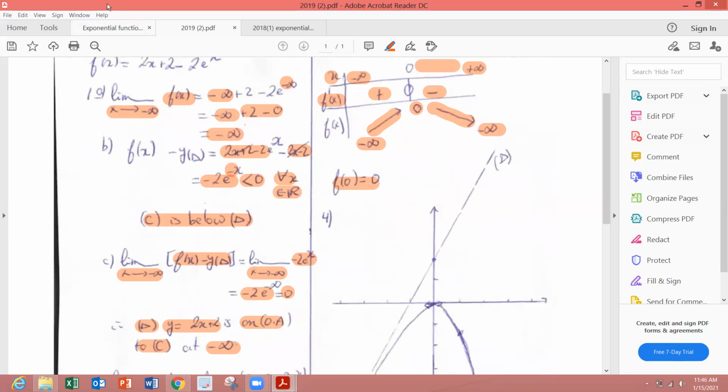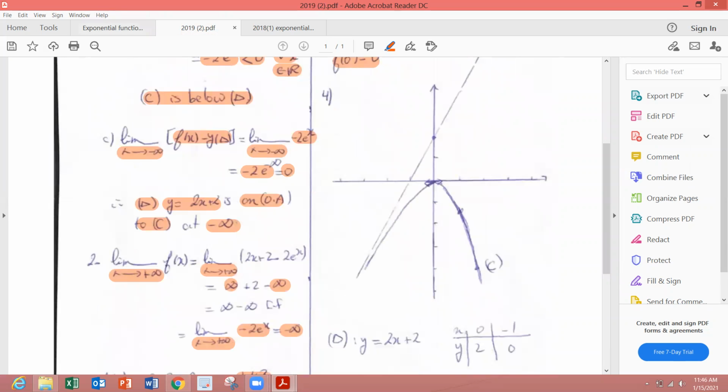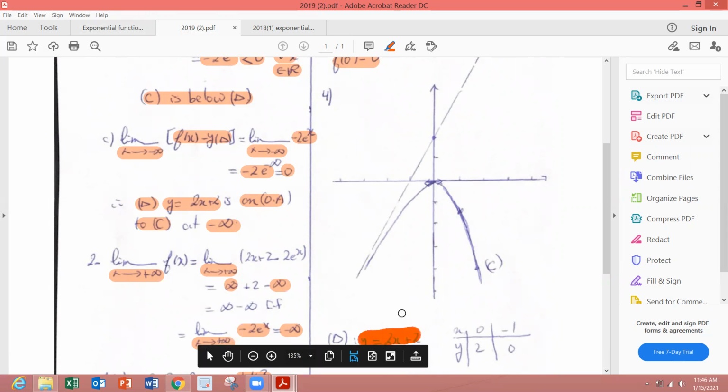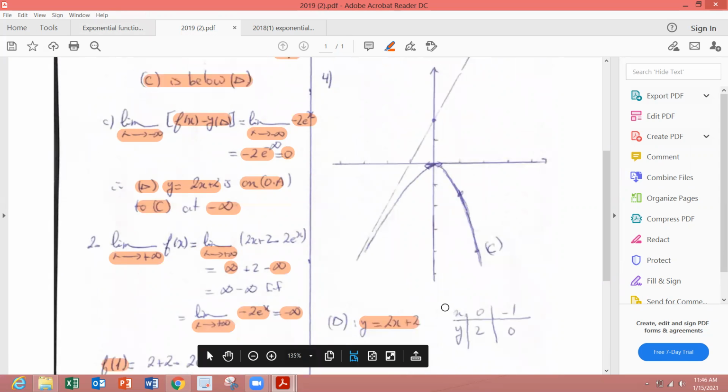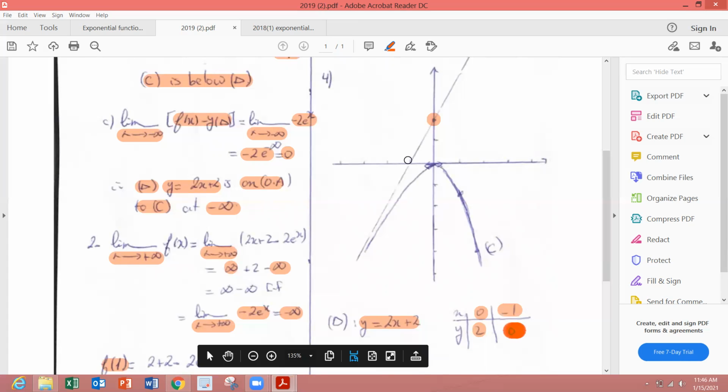Part 4, we are going to draw the line delta and the curve. To draw delta, y equals x plus 2, we take two particular points. At x equals 0, y equals 2, we get the point (0, 2). At x equals minus 1, y equals 0, the point (minus 1, 0). And I draw the oblique asymptote.